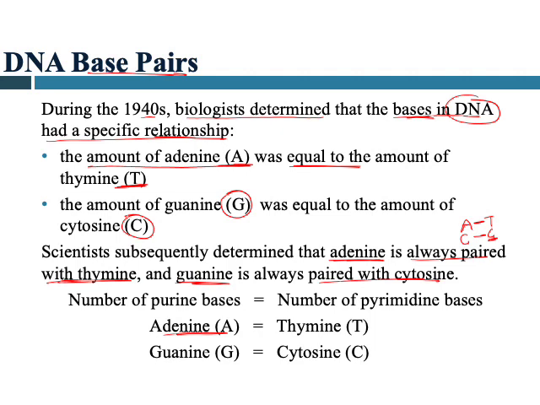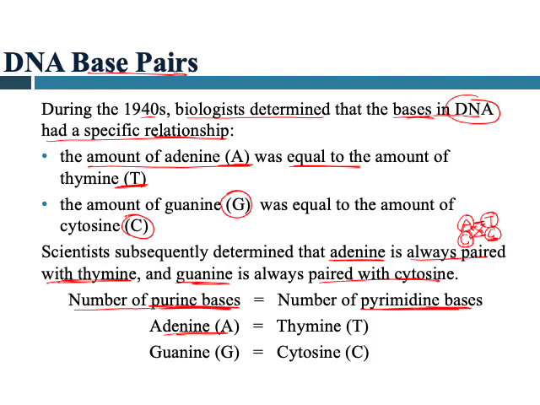But they cannot get paired with different bases. A cannot bind with G, C cannot bind with T. So they will always be A and T together. A always binds with T, C always binds with G, right? So that means the number of purine bases is always equal to the number of pyrimidine bases.